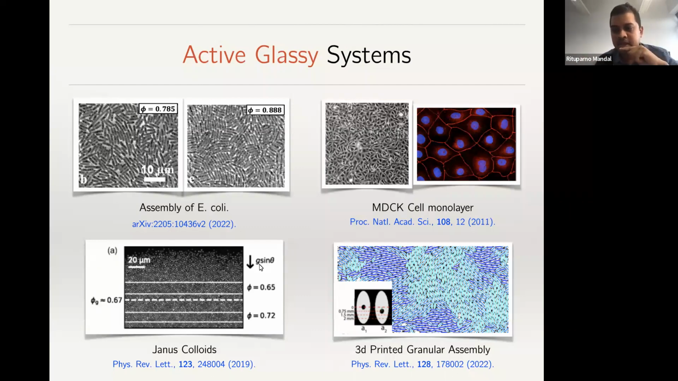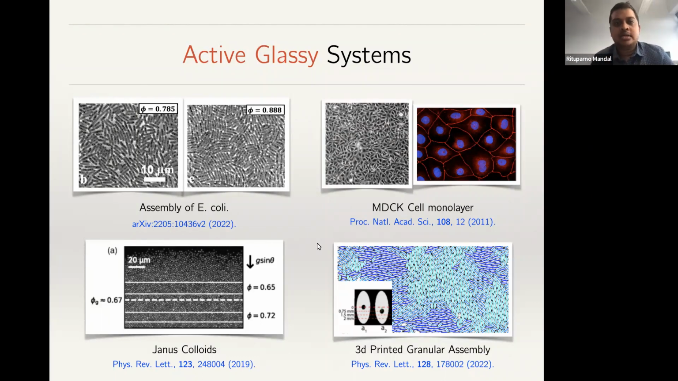And I think someone asked me the question about gravity. So you can see here also gravity is being used, because you have gravity, then the density also varies in the system. So you get a region in your system where the density is too high, and then it shows glass-like behavior in this region. And the final one, I'll talk about it later as well, but this is granular assembly, where because of the vibration, these 3D printed ellipsoids are self-propelled and they show some active glassy behavior.